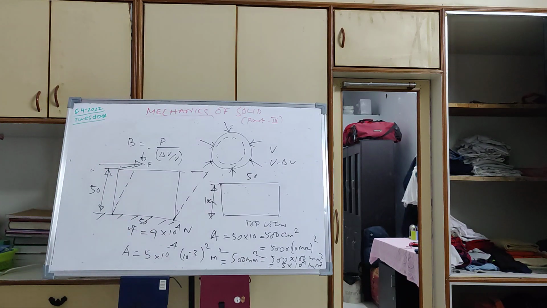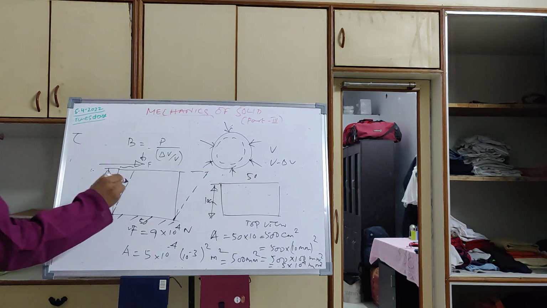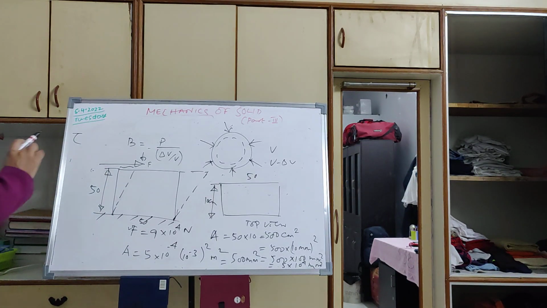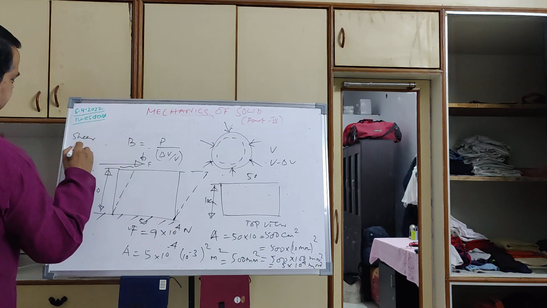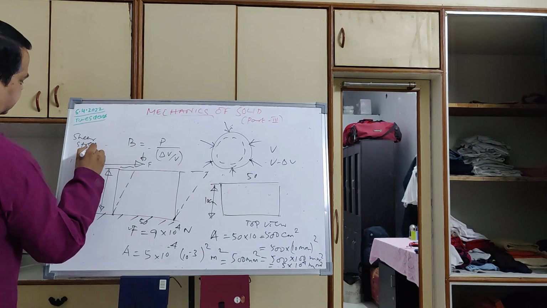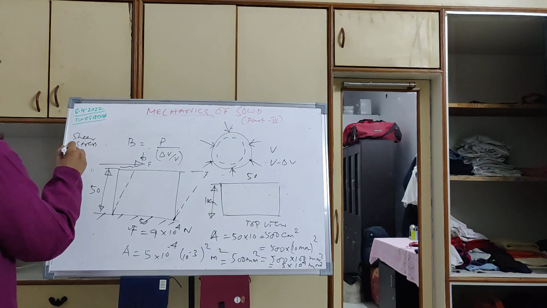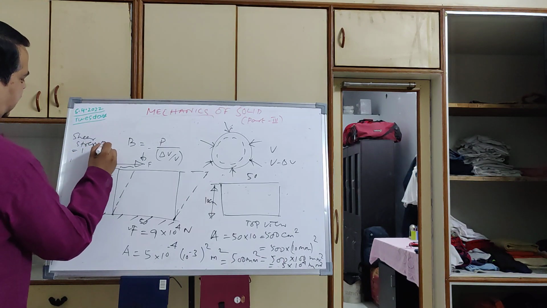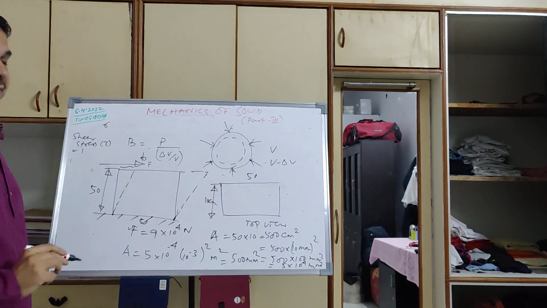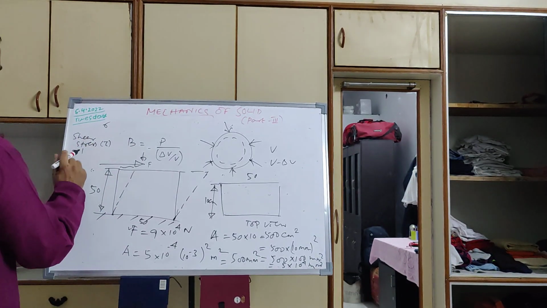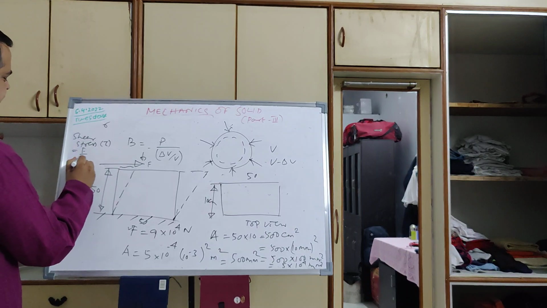Knowing the force and this area, we can find out the shear stress on this slab. Because the load is acting parallel, we can find out the shear stress. How much is the shear stress? Longitudinal stress we write as sigma, shear stress we write as tau, which is nothing but F by A.